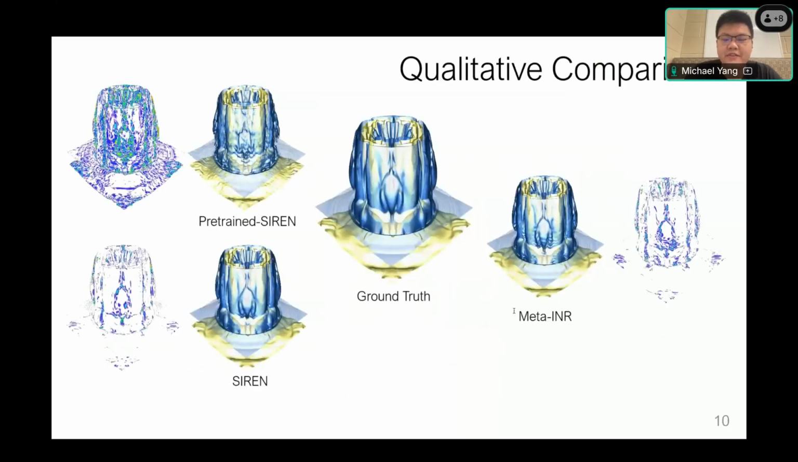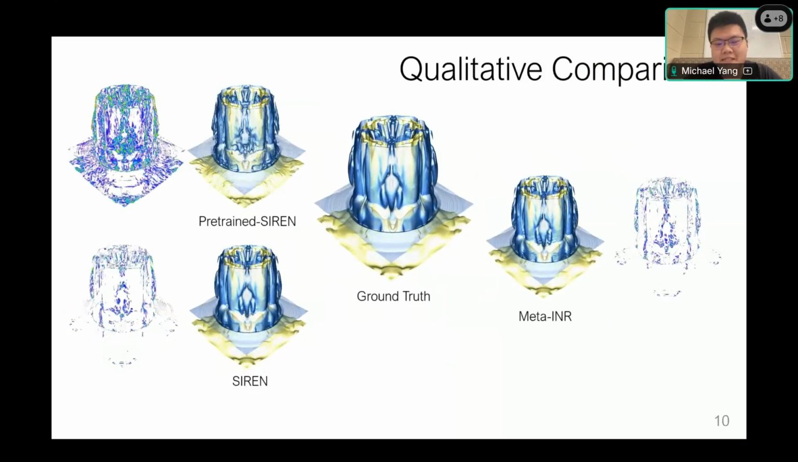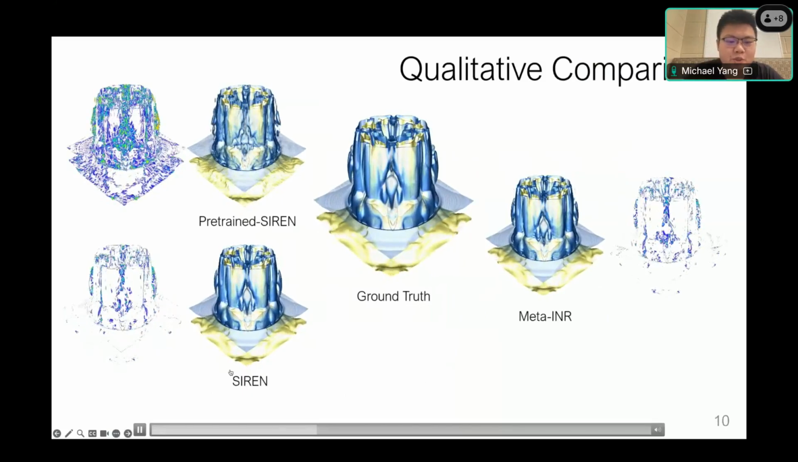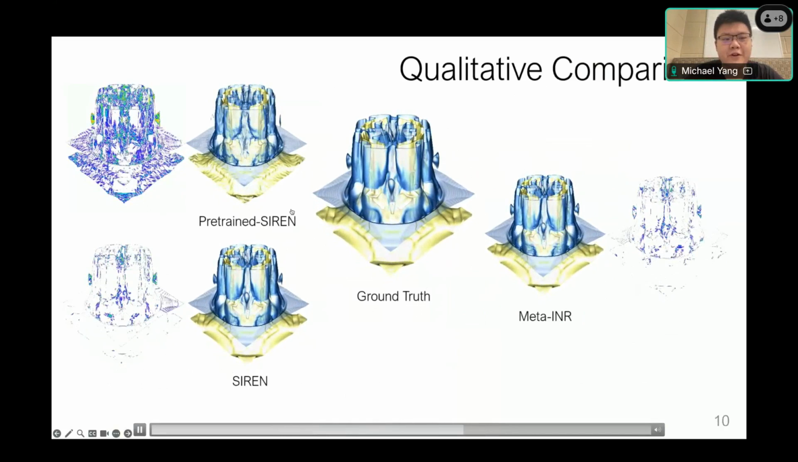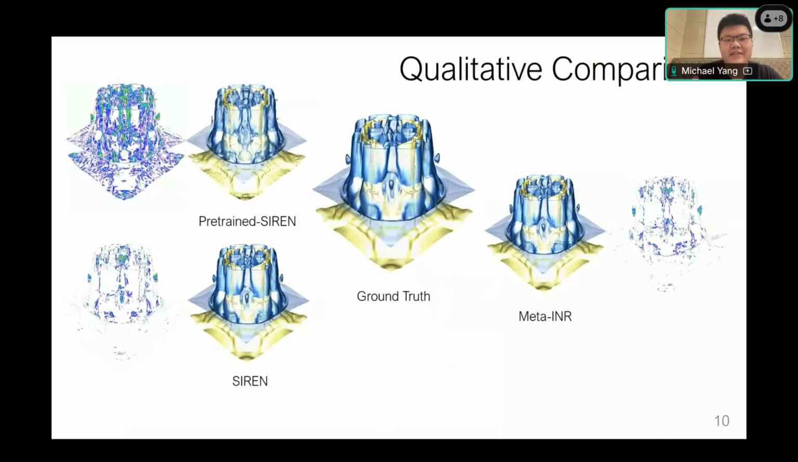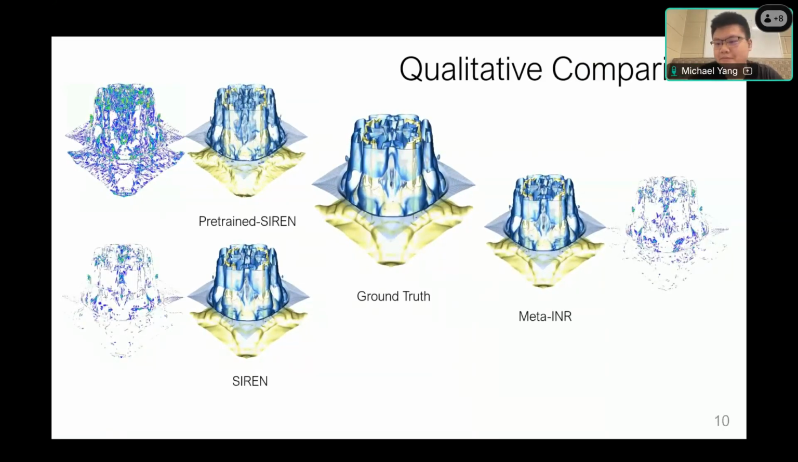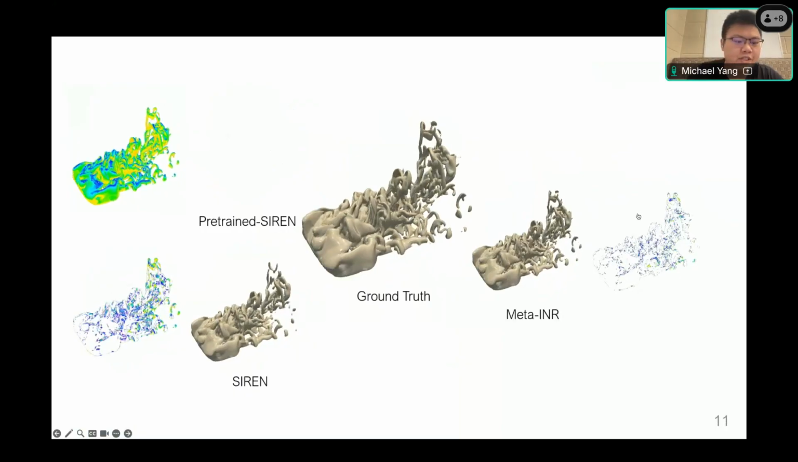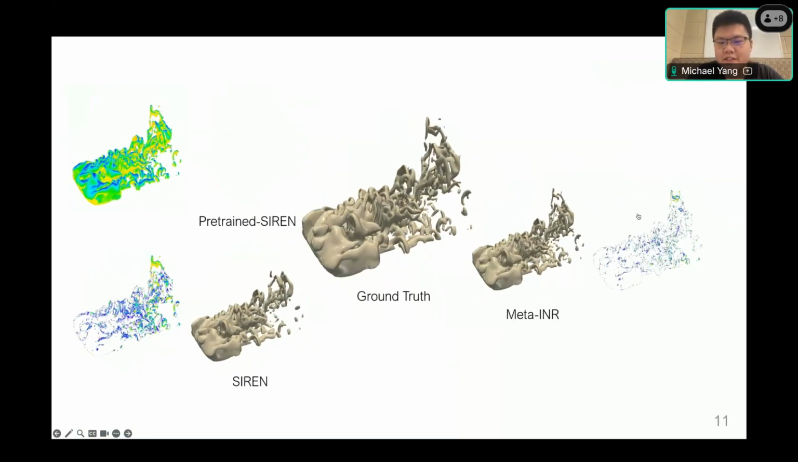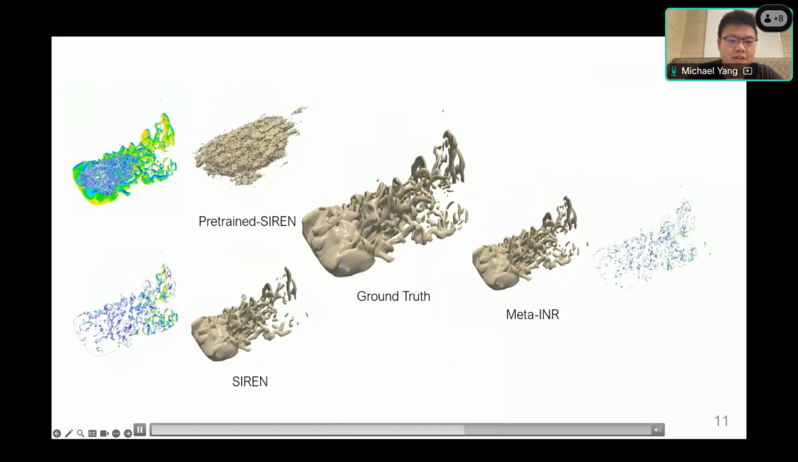So qualitatively, in volume renderings, we see that meta-INR performs very well, often even better than Siren, which trains each volume from scratch. Here we see pre-trained Siren was unable to obtain very good results because it lacked the fast adaptation that is required for a good prior. And the same story can be said on isosurface renderings, where we see on this relatively tough data set, meta-INR performs the best out of all 3.